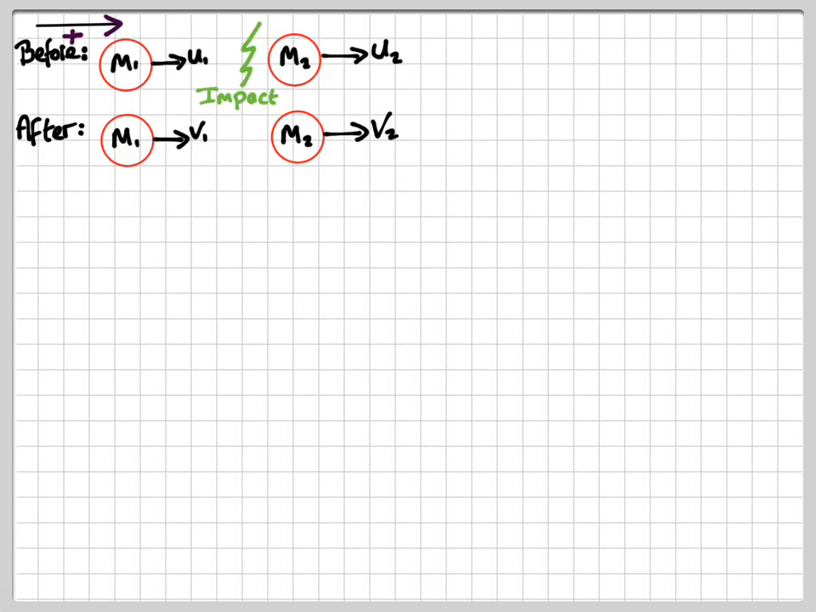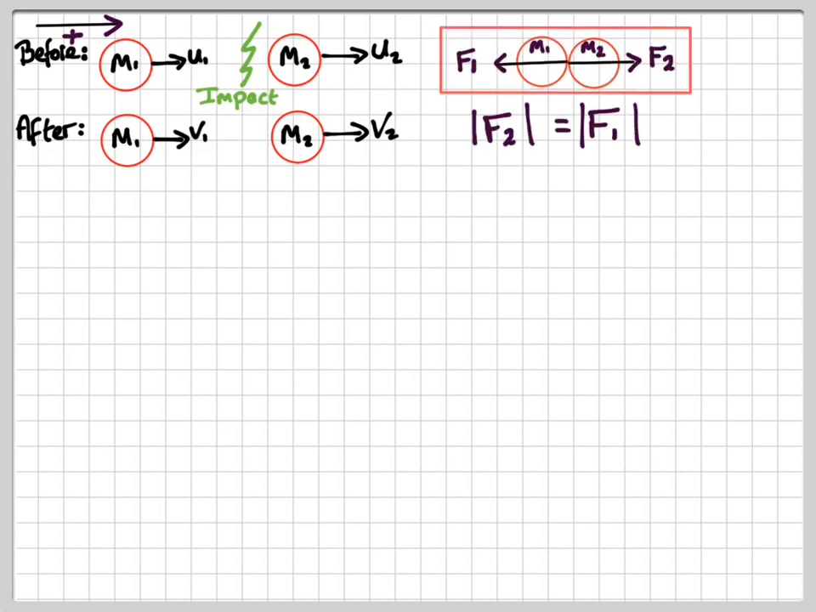Let's have a look at what actually happens at the time of collision itself. At that time, each of the masses will exert a force on the other mass, and those forces will be equal in magnitude but opposite in direction, which is a case of Newton's third law. So we can say the magnitude of force 2 is equal to the magnitude of force 1. And because these are vector quantities, F2 would be equal to minus F1. In other words, if F1 was minus 10 newtons, then F2 would simply be 10 newtons.